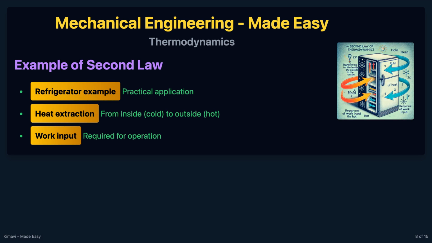Consider a refrigerator. It extracts heat from the inside, which is the cold reservoir, and expels it to the outside, which is the hot reservoir. According to the second law, this process requires work input, such as electricity, to transfer heat from cold to hot, aligning with the Clausius statement.